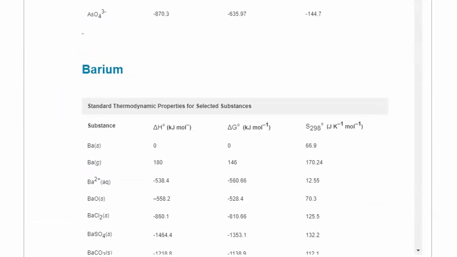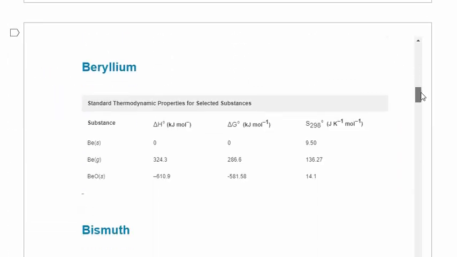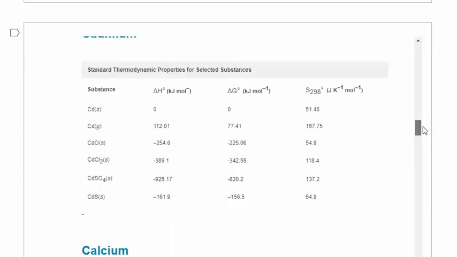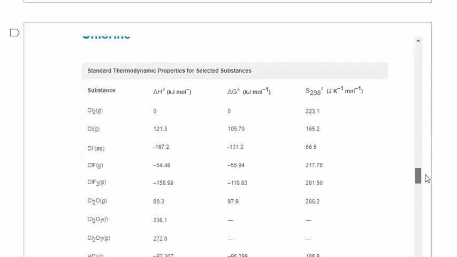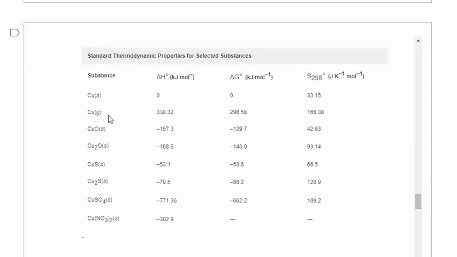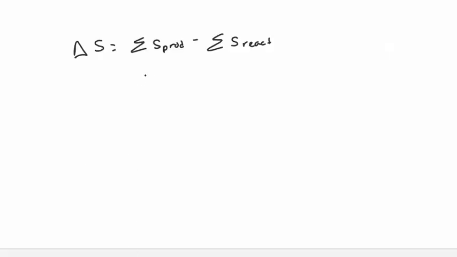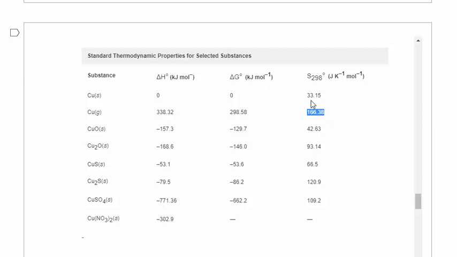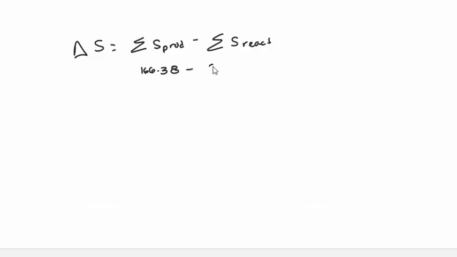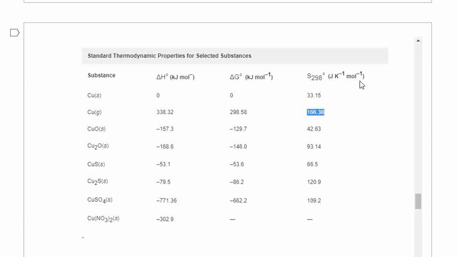So I'm going to go down here to my thermodynamic table, and this is in alphabetical order by primary element. So I'm looking for copper. It shouldn't take but a second to scroll down. And here's copper. So copper gas, I'm looking for the S, the entropy, and that's over here in the last column. 166.38 is the value. So that's the product, 166.38. And I'm going to subtract from that the value of my reactant, 33.15. That's copper solid. And I get a value of 133.23. The units for that are joules per Kelvin per mole.